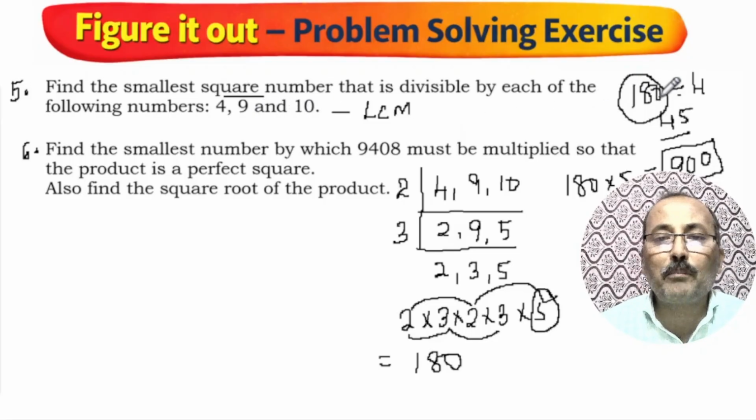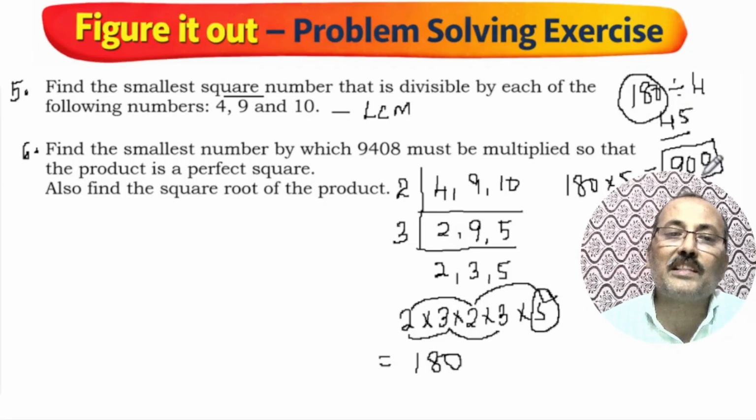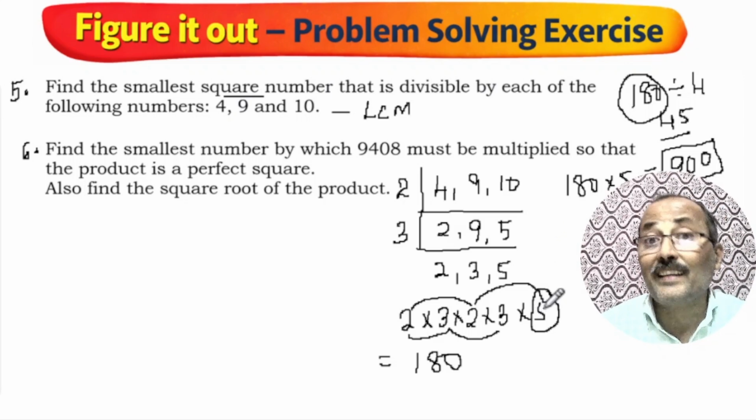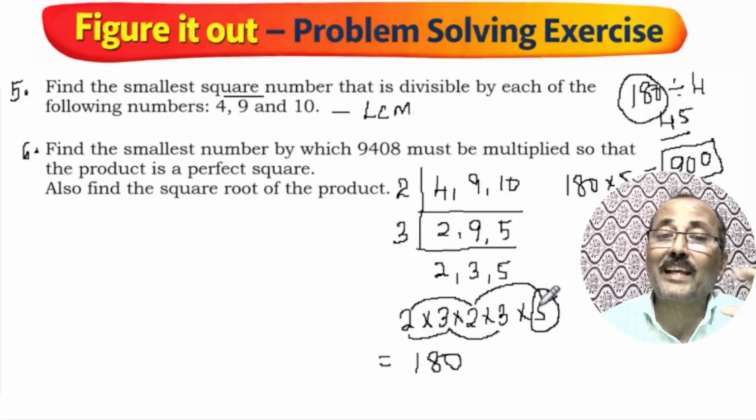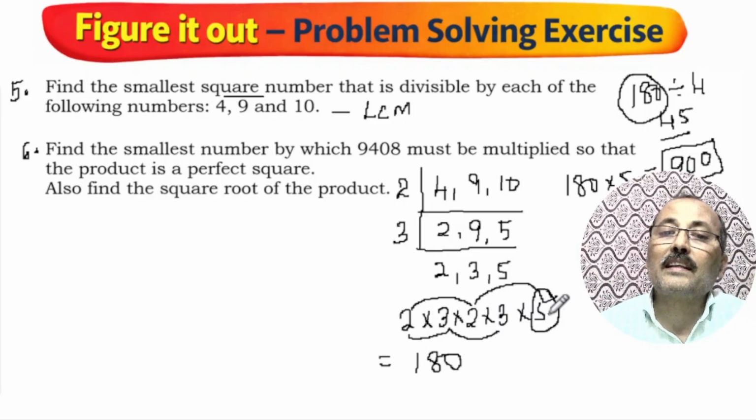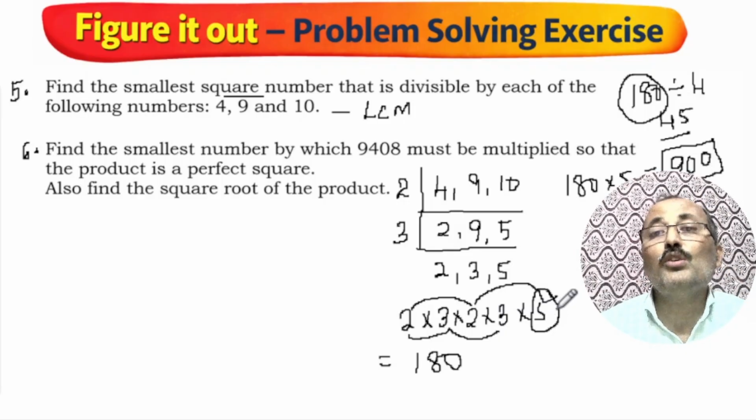Is it a square number? No. So 900 is the least square number which is divisible by 4, 9 and 10. Why I took it like this: because one number is not having a pair. See how the patterns are working out, and pairs are very important. If a pair is not there, this sum is not going to end. That's all.